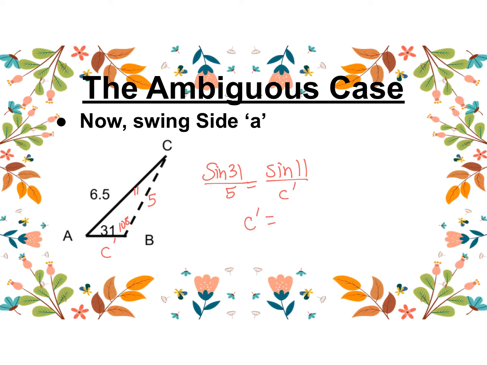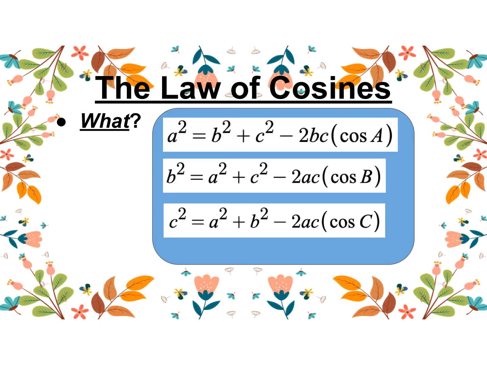And then C prime ends up being 1.9. So we've solved both triangles in the ambiguous case. Let's switch over to the law of cosines. So we have all these 3 versions of them. And if you look at the third one, here we see the Pythagorean theorem. It looks like the Pythagorean theorem. So the other 2 are just kind of versions of that, whichever side you need to have first.